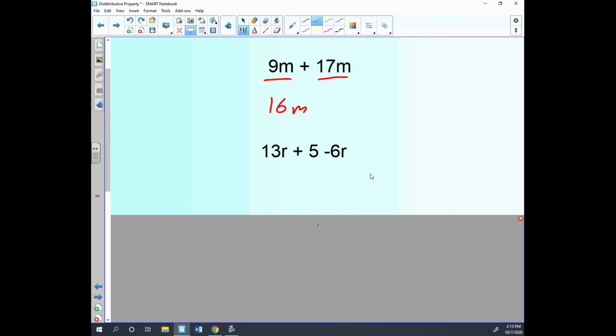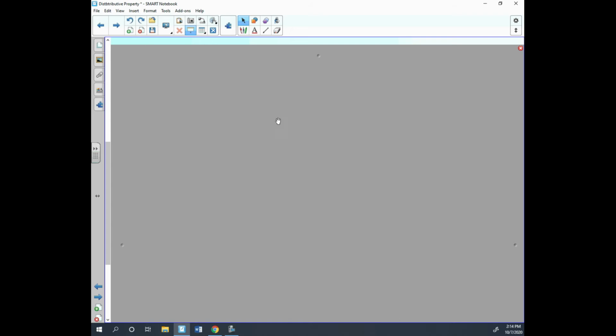Any like terms here? Yes, there are. There's 13 r's and minus 6 r's. Notice this minus goes with that, right? It's not a minus 5. So 13 minus 6 gives me 7r. And then I just have that plus 5 left over, okay? When I do this, I like to underline or box, or, you know, some people put a box around it. Some people put circles around it. Some people underline. Whatever organizational pattern works the best for you, just do it that way all the time, okay?